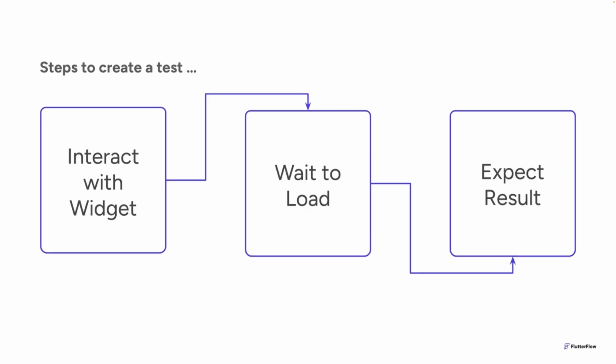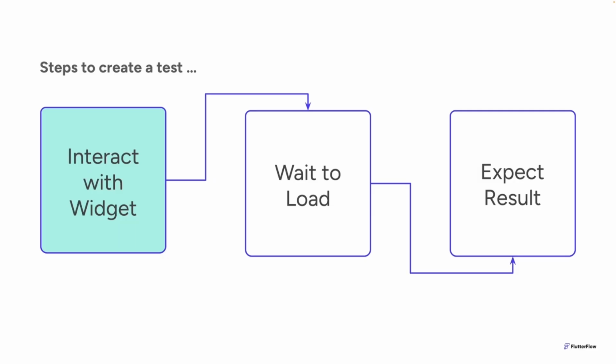There are 3 steps that you need to follow. First, you need to define interacting with a widget. Then, you need to wait until it loads. And finally, you need to expect a result. Let's go deeper into these series of steps. Interact with the widget simulates user interactions with your app, such as tapping on a button or entering text into a field.